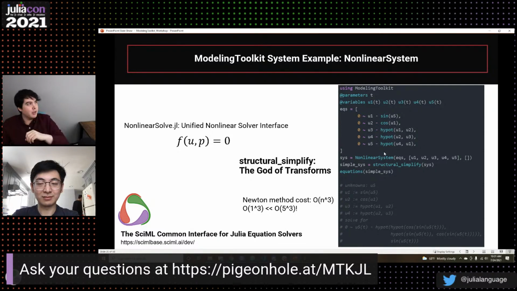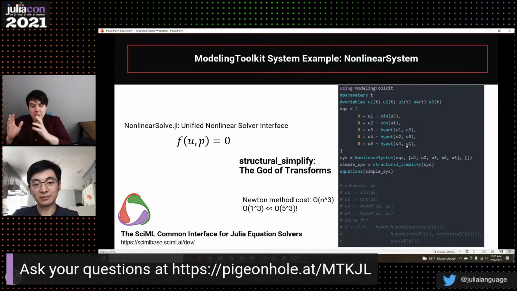If you try to do this with something like NL solve, if you want to solve simultaneously for U1 or U5, you might find out that it takes longer to solve than you'd expect. And the reason is because Newton methods have a cost of O of n cubed. But what structural simplify will do here is say, well, you don't actually have 5 unknown equations because U1 equals this, U2 equals this, U3 equals, well, if I've already solved for these ones, you plug this in here, etc., right? So it finds this way of being able to what's known as tear your nonlinear system. That way you only have one equation to solve for, right?